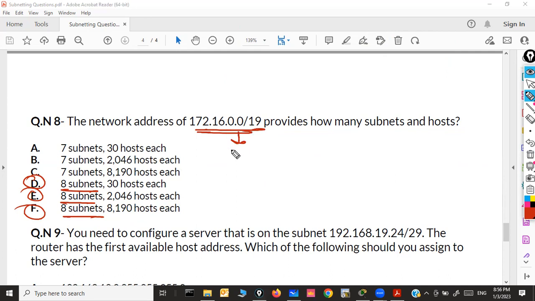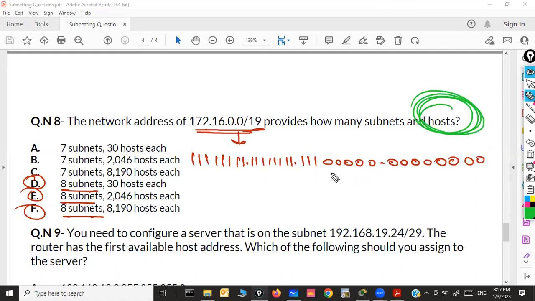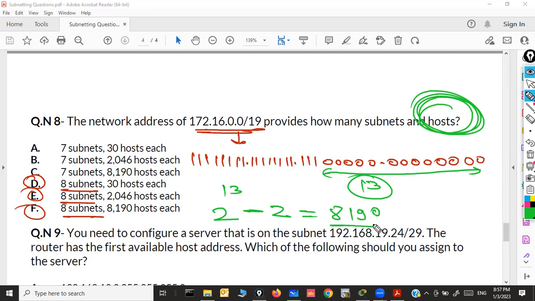So if I write down this subnet mask in binary representation, 8, 8, 16, and then 3 ones and 13 zeros. Now, in order to find out the number of hosts per subnet, count the number of zeros, right? And how many zeros? 13. So to compute this, 2 raised to the power 13 and subtract 2, right? So if it comes to 8190, then yes, definitely the answer is correct.